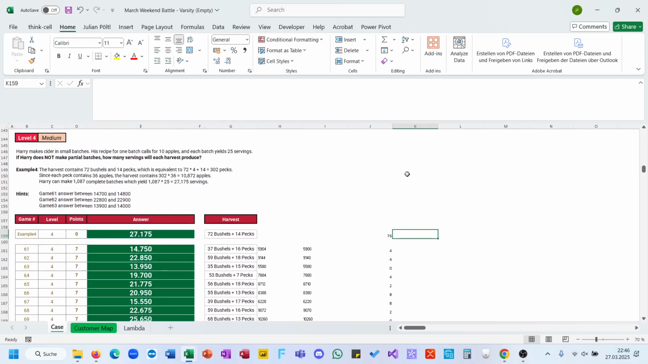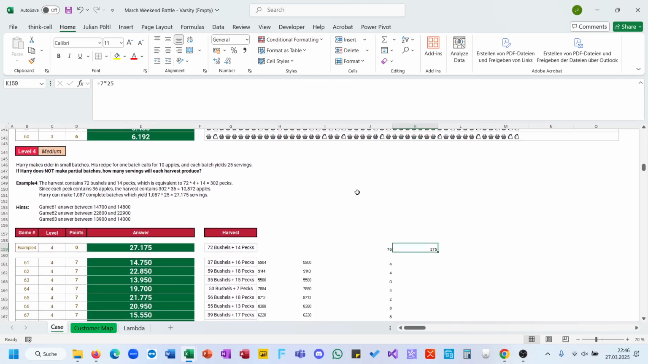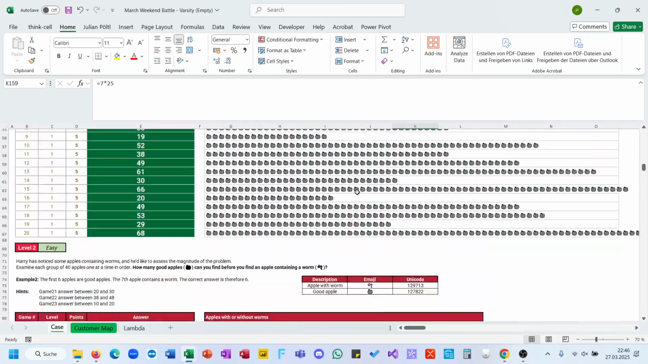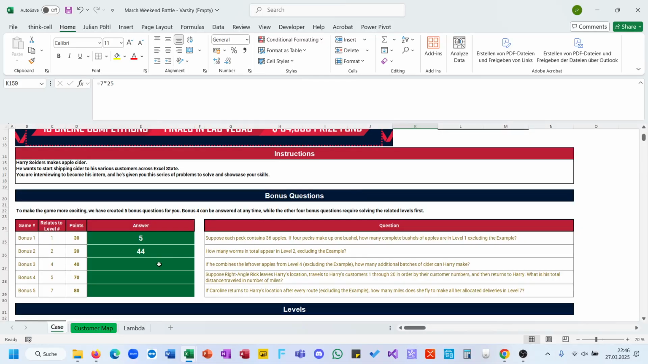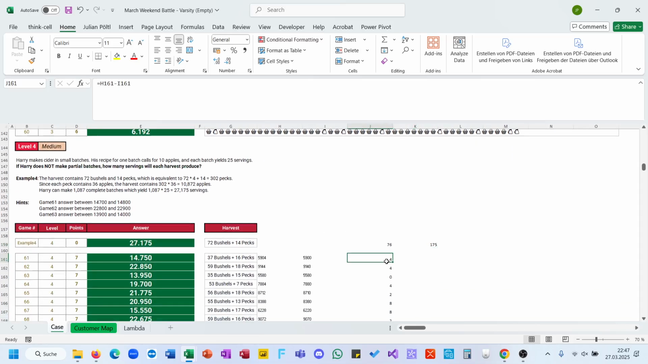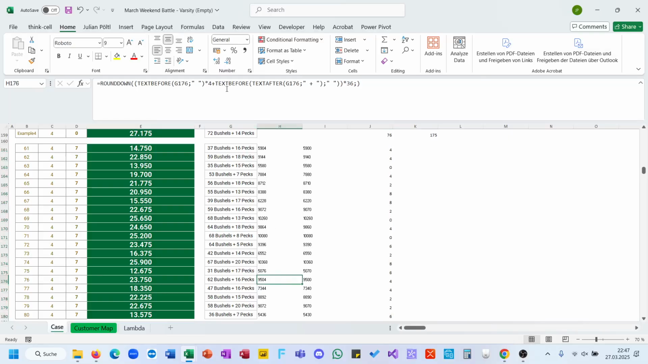$76. So we can make 7 batches of apple cider times 25 servings, 175. What have I said? 175. Oh, how many additional batches? Okay, that's interesting. Only 7, because 76 apples are left over. Is there a rounding down needed? I don't think so.